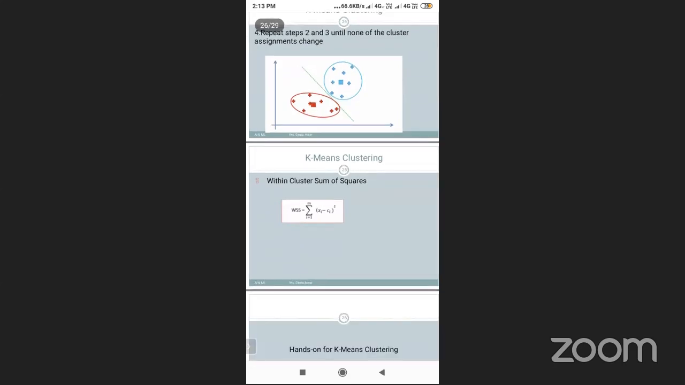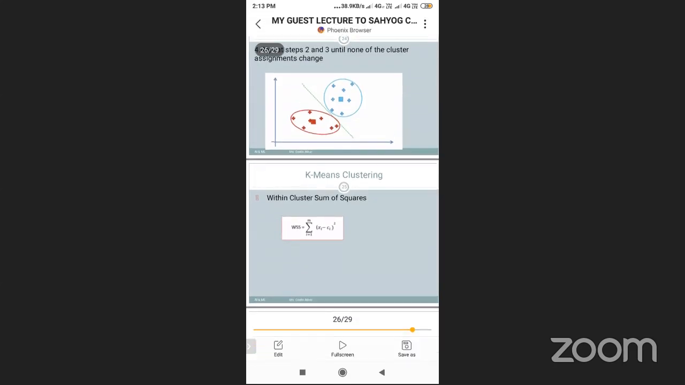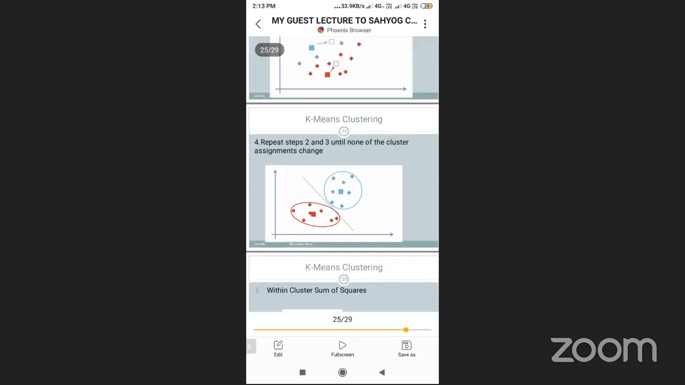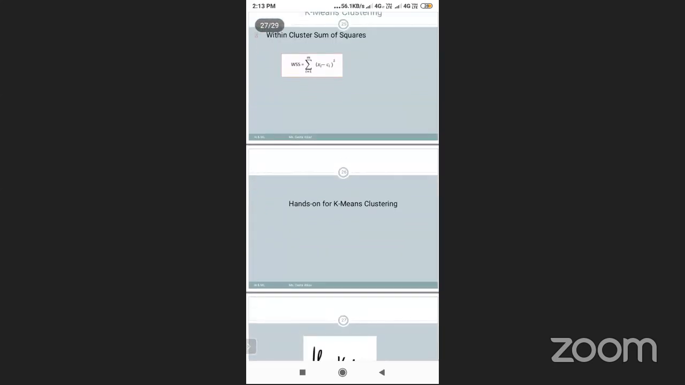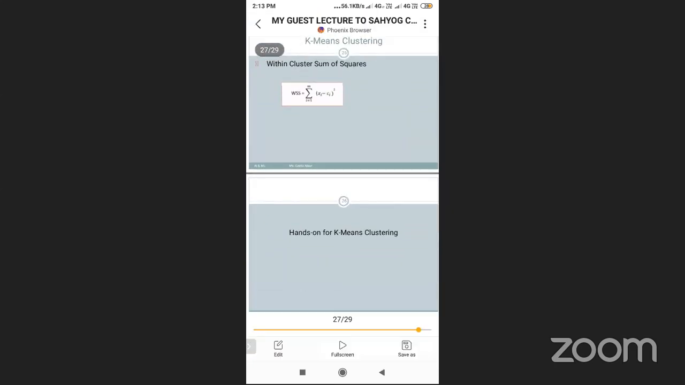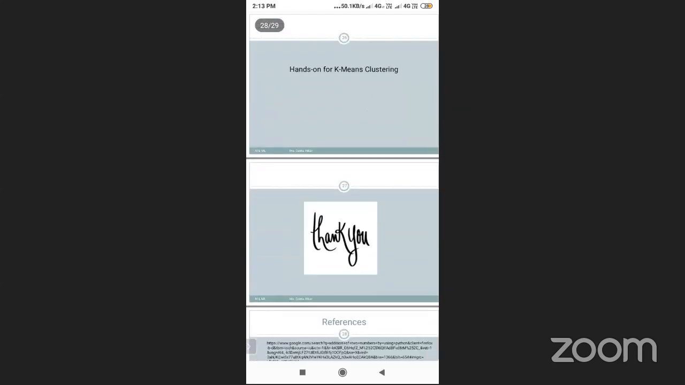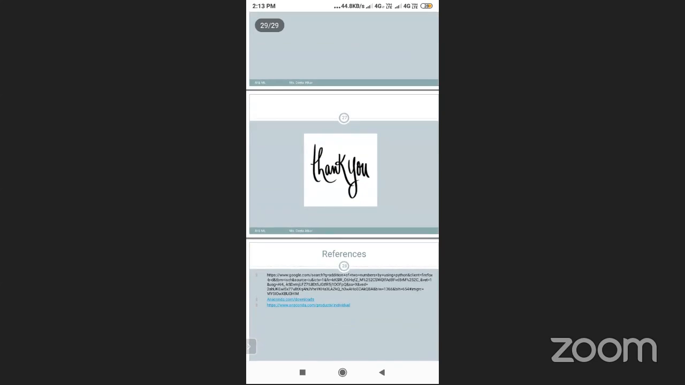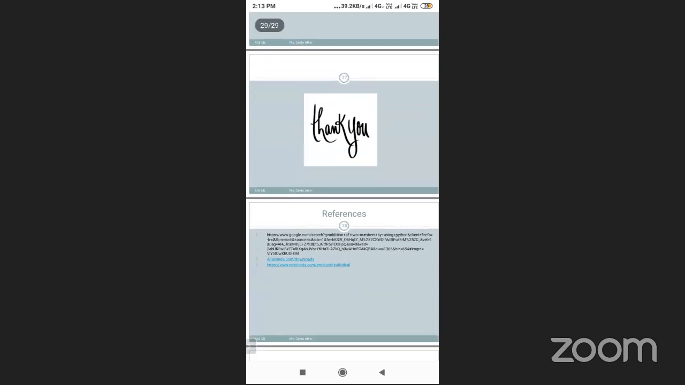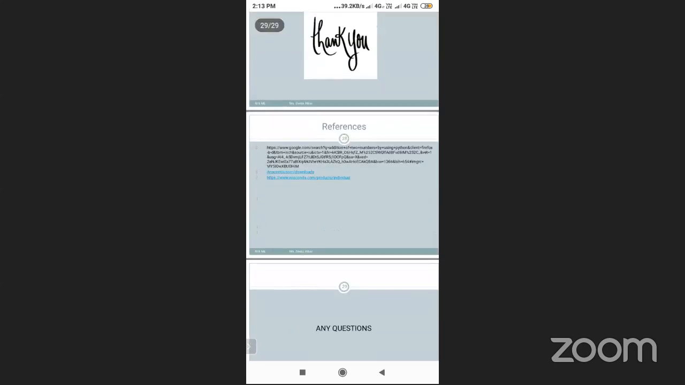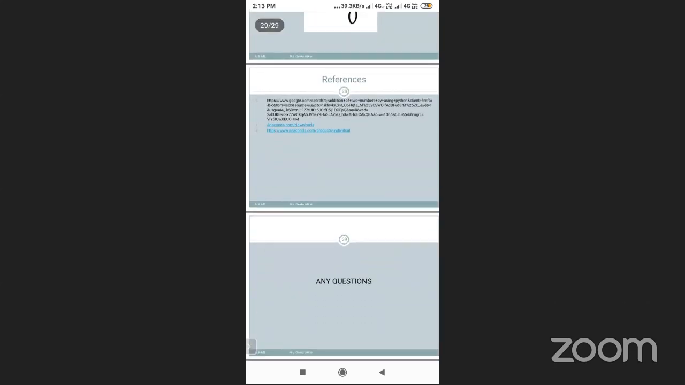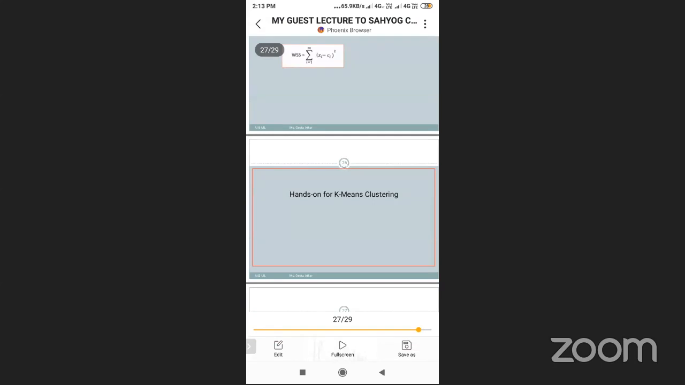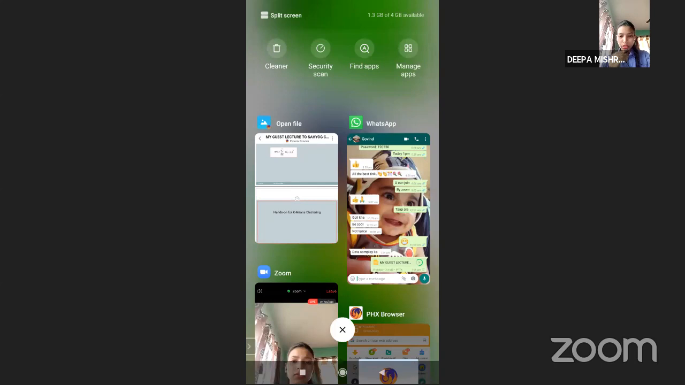After that I wanted to do a hands-on performance, but because of network issues we cannot perform it. Even so, if you have any doubts, you can ask me about this k-means or any other algorithm, and I will be able to answer. These are some of the references I used for this presentation. If anybody has any question, any student or staff, you can put your question in the chat box.